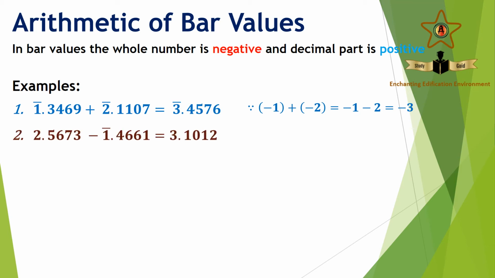Then 2.5673 minus bar 1.4661. Now we subtract decimals. 3 minus 1 is 2, 7 minus 6 is 1, 6 minus 6 is 0, 5 minus 4 is 1. Now we have 2 minus bar 1, that is 2 minus minus 1, which is 2 plus 1, this is 3. So our answer is 3.1012.